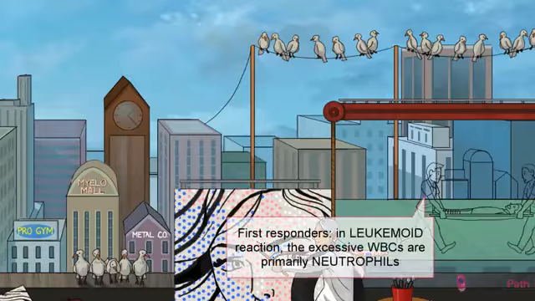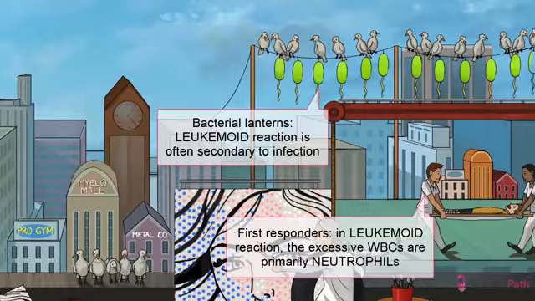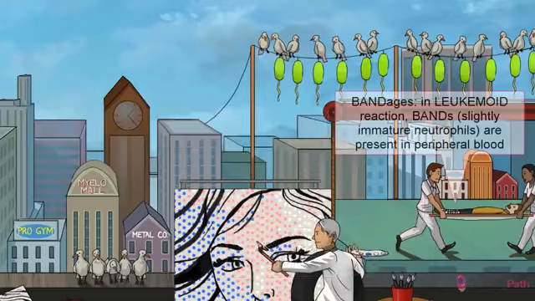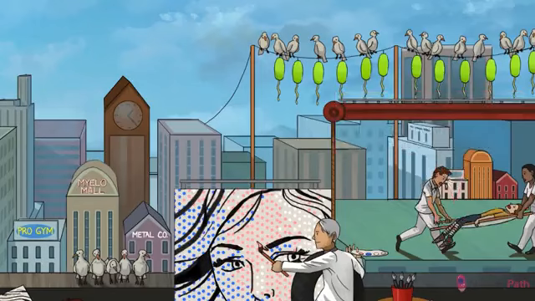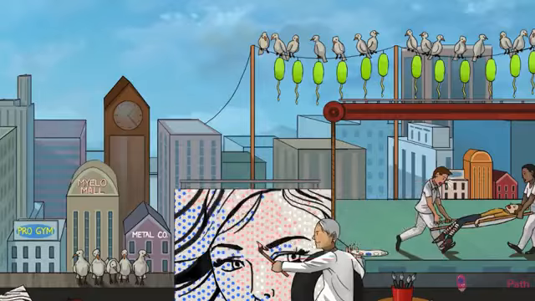During a leukemoid reaction, which can occur during times of stress or infection, the white blood cells out in the circulation are composed mostly of neutrophils, as depicted by our recurring neutrophil EMTs, the first responders of the immune system. You should see some immature neutrophils out there as well. These are called bands and are represented by the bandages on the patient's legs. Also, you see how the weight is starting to shift toward the left? When more bands are present, this is called a left shift in the white blood cell distribution. You might even see earlier precursors, such as myelocytes and metamyelocytes, but these are rare.